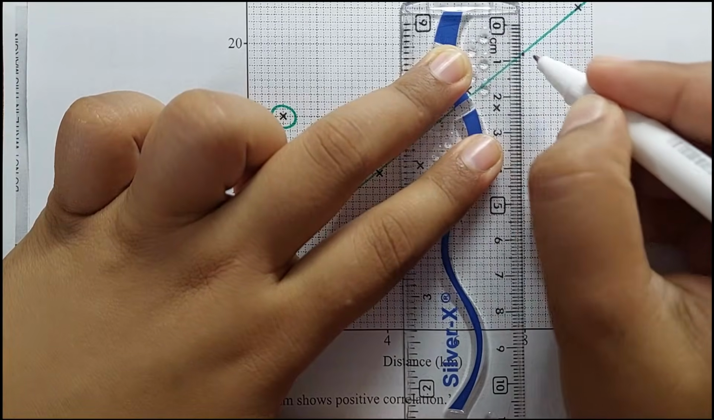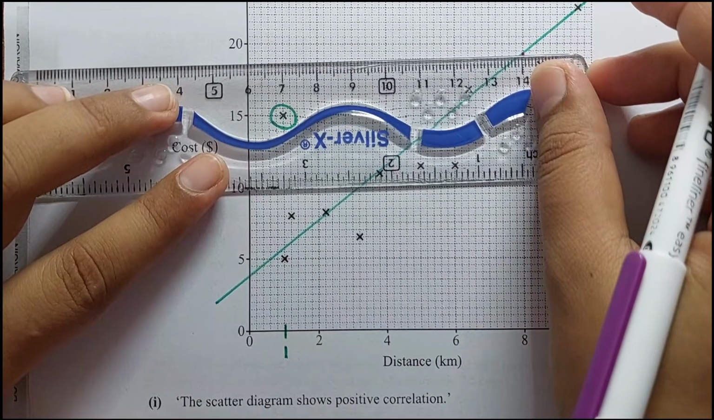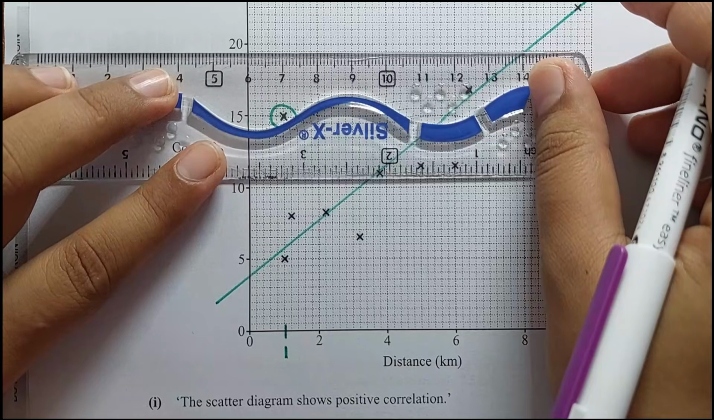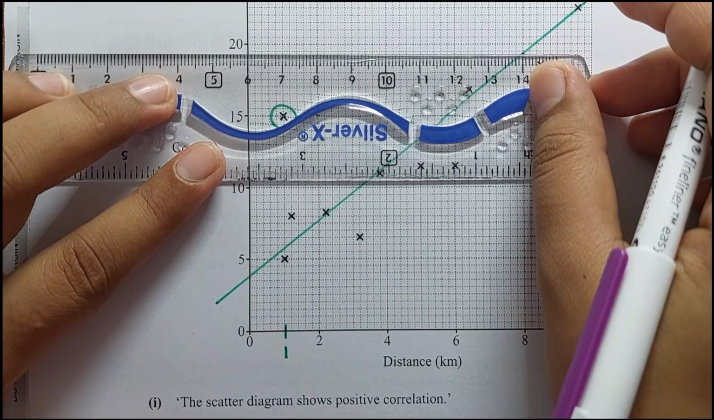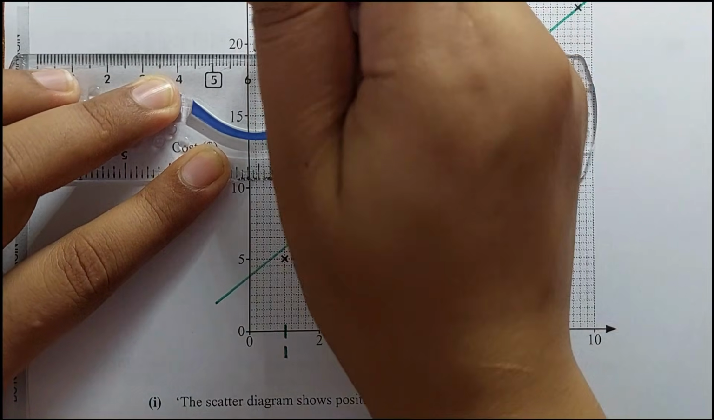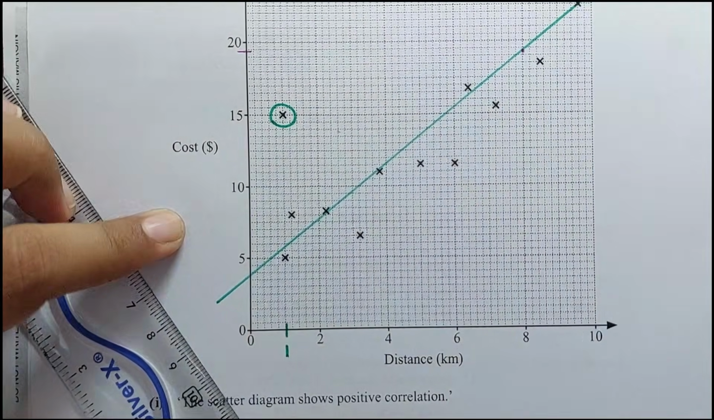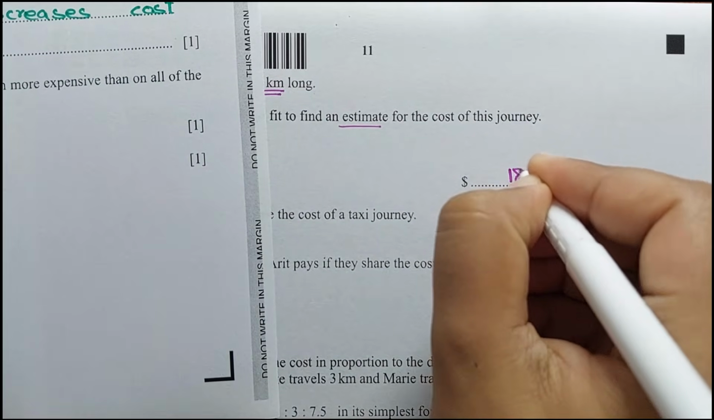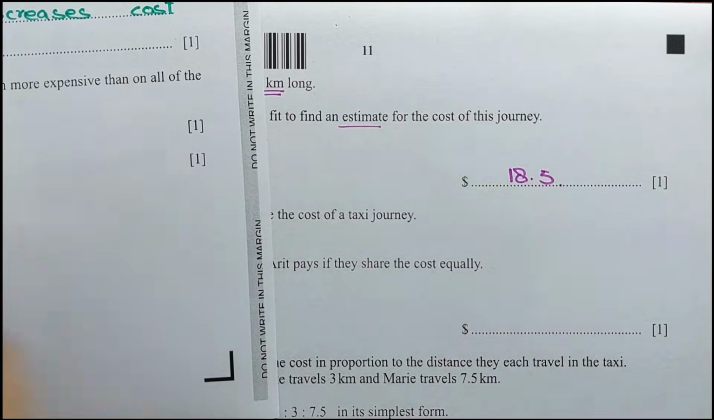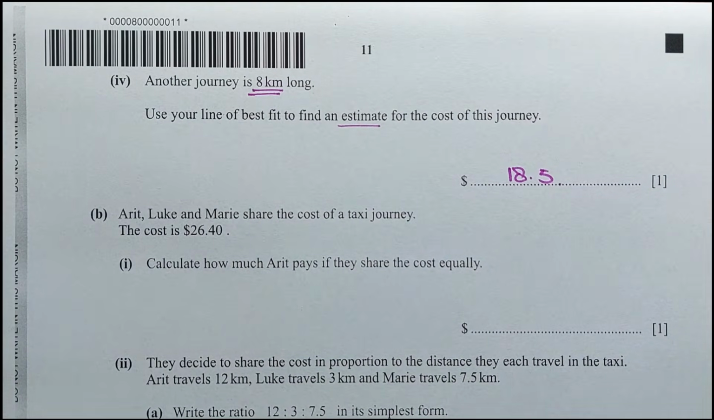This is 8 kilometers. The cost of the journey is between 19 and 18, so we can say 18.5 according to my line of best fit, $18.5. It might be different in your case. Okay, part B.